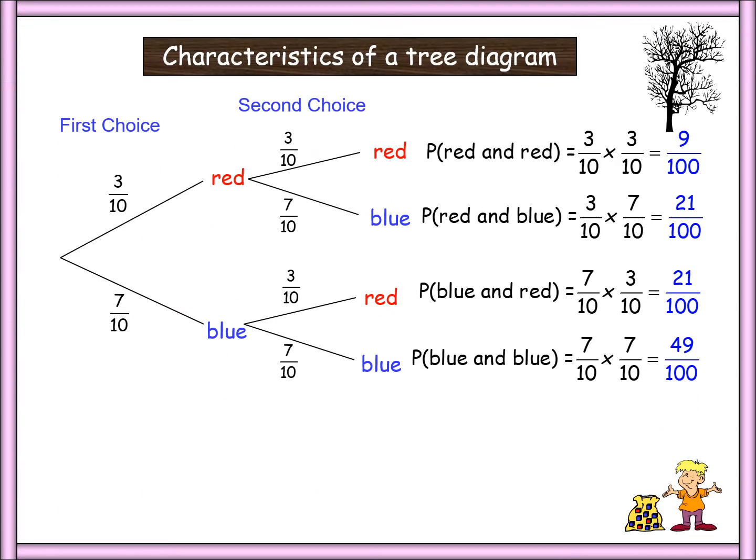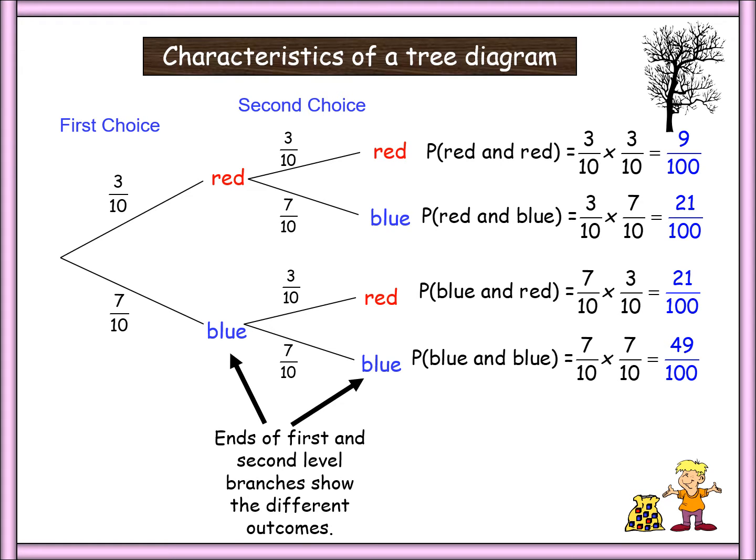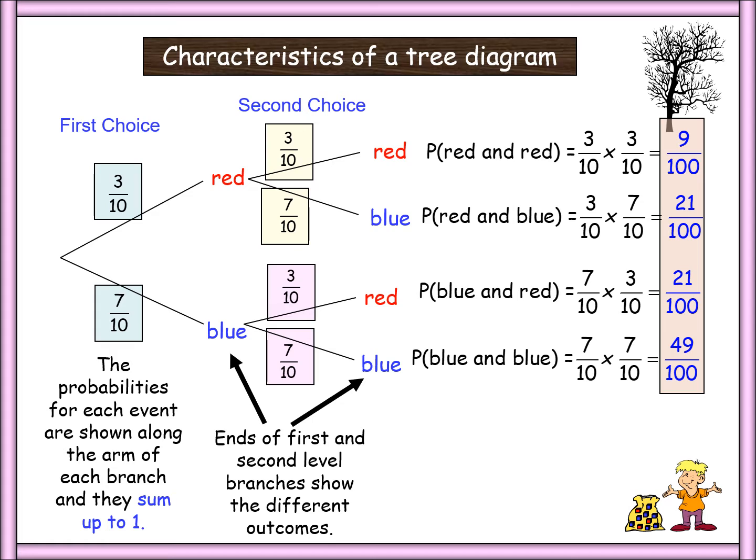Now let us have the characteristics of a tree diagram. So ends of first and second level branches show the different outcomes. Then the probabilities of each event are shown along the arm of each branch and they sum up to 1. So if we are going to sum it up, it is equal to 1. The probabilities are multiplied along each arm.